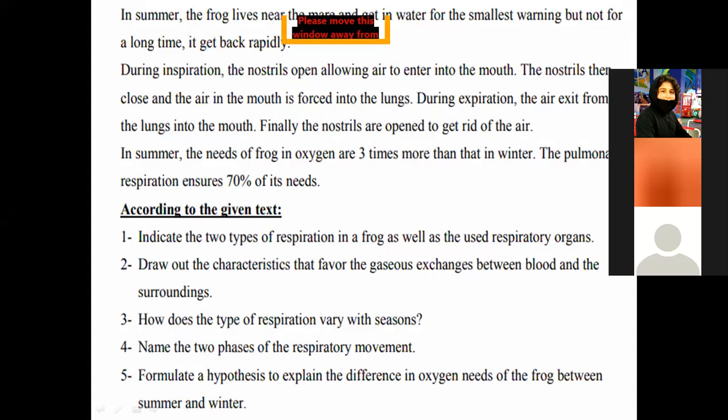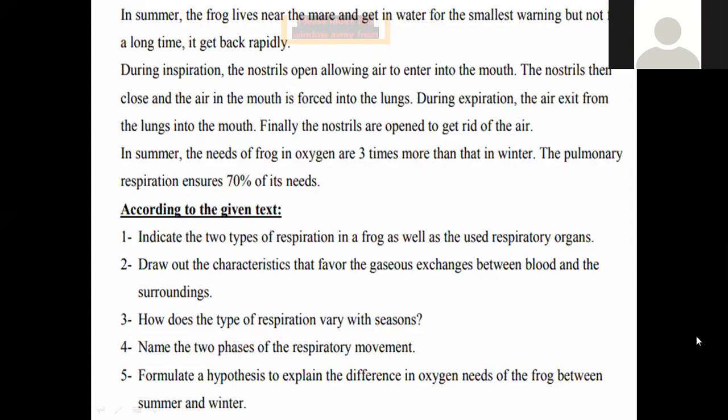Pay attention, Ali. Pay attention, writing the notes. I wrote some notes, right? Pay attention, Ali. Yalla. What is your hypothesis? Give me your hypothesis right now. What do you think? The frog needs more oxygen in summer than in winter. They told me because of the hot weather. Can you give me another hypothesis? Don't raise your hands before I ask you to do so, please.